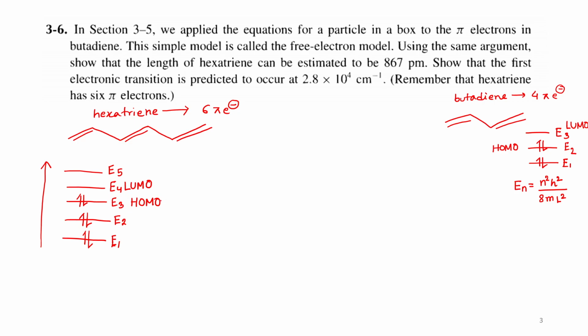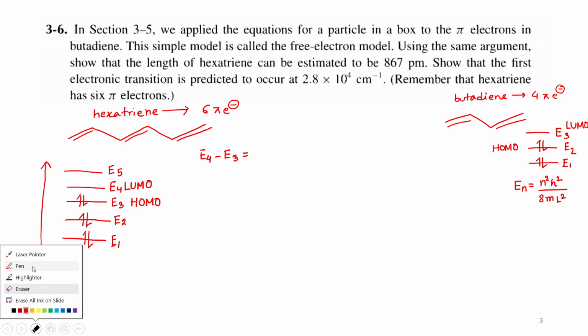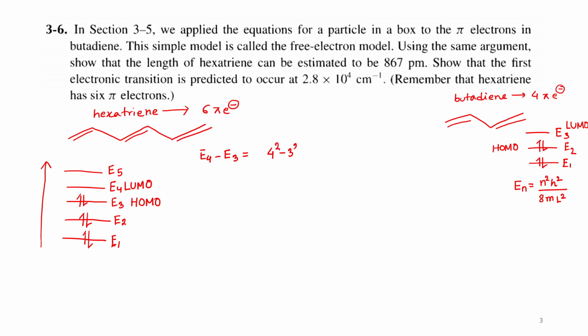So the electronic transition will take place between LUMO and HOMO, right? So the energy gap is E4 minus E3. I hope you are getting the idea of what we are doing here. That is h squared times (4 squared minus 3 squared) divided by 8 m L squared.